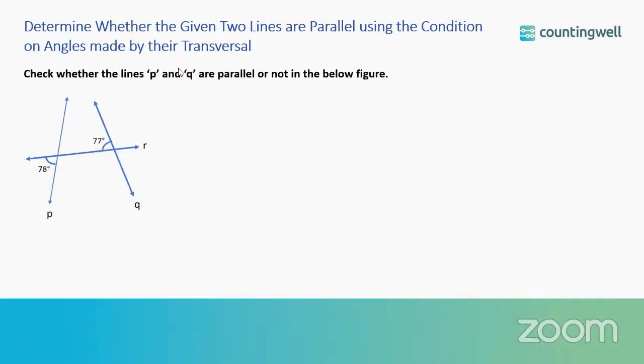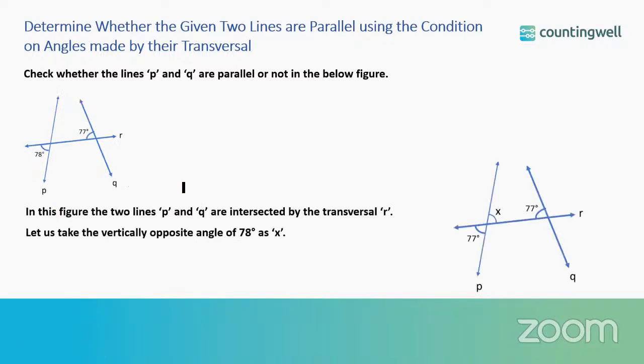Now let us see one more problem. We have to check whether the lines P and Q are parallel or not. The angles given are as shown here, 78 degrees and 77 degrees. In this figure, lines P and Q are intersected by the transversal R. What is a transversal? A transversal is a line which intersects two or more lines at distinct points. For example, if a transversal intersects two lines, then it should intersect those two lines at two distinct points.